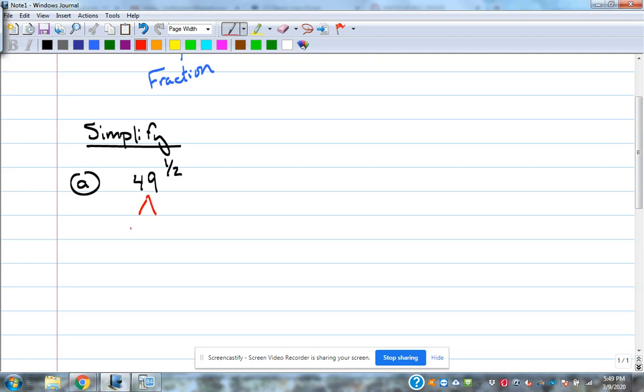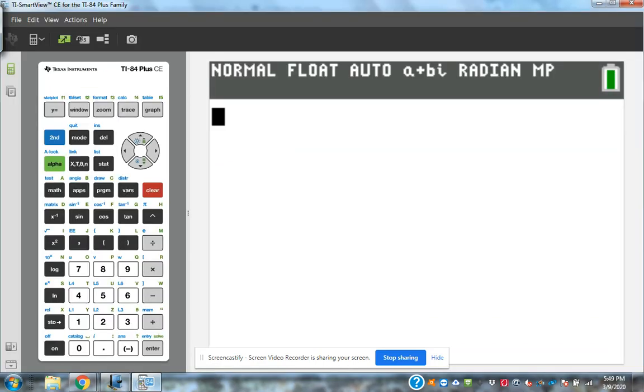When I think about the number 49, I know that it's 7 times 7. So it's really 7 squared to the 1/2 power. Once you get the number simplified with a factor tree, you can then start using exponent rules. Exponent rules say that you multiply those exponents together. So we multiply 1/2 times 2 and get 7 to the first power, or just plain old 7 out of that.